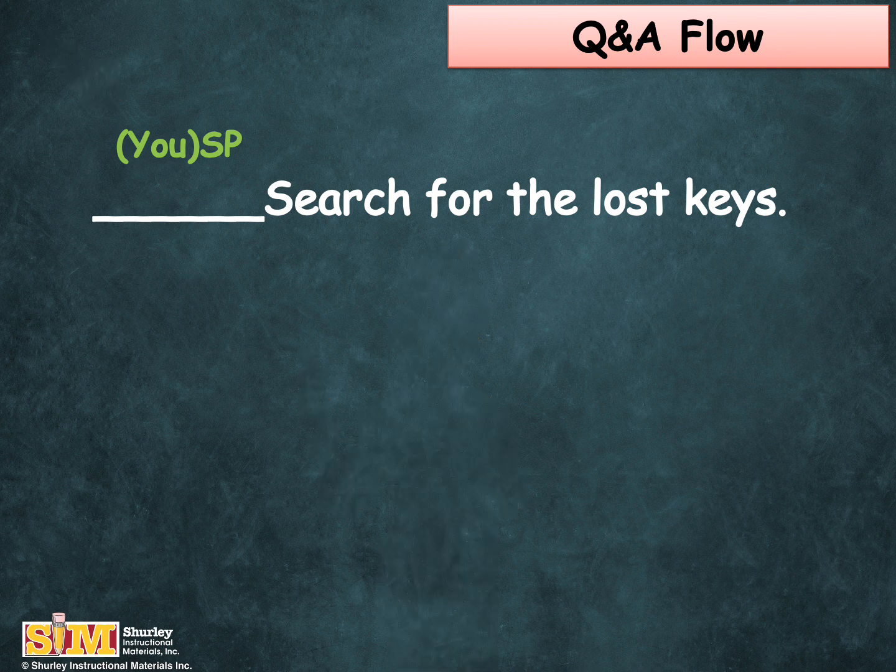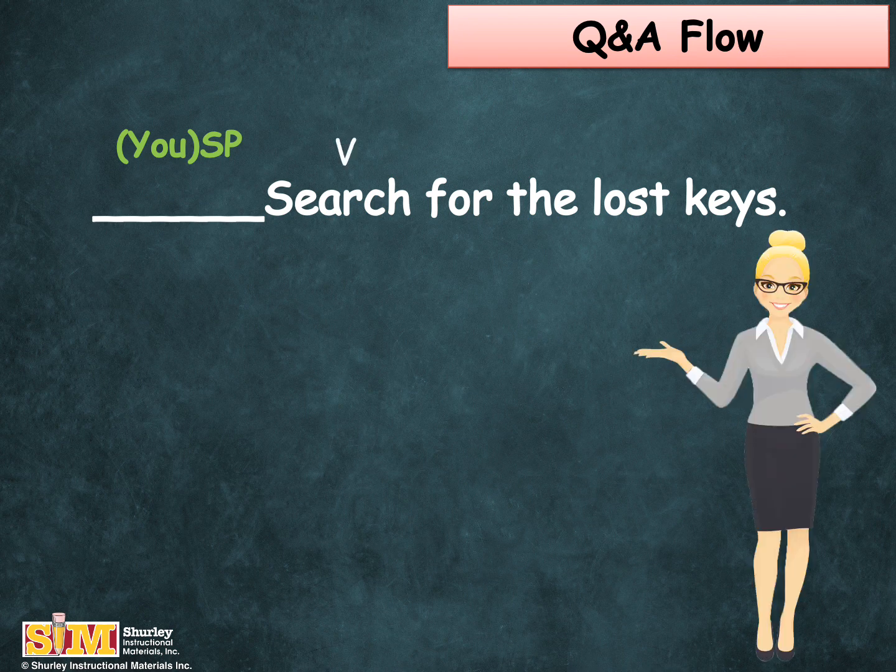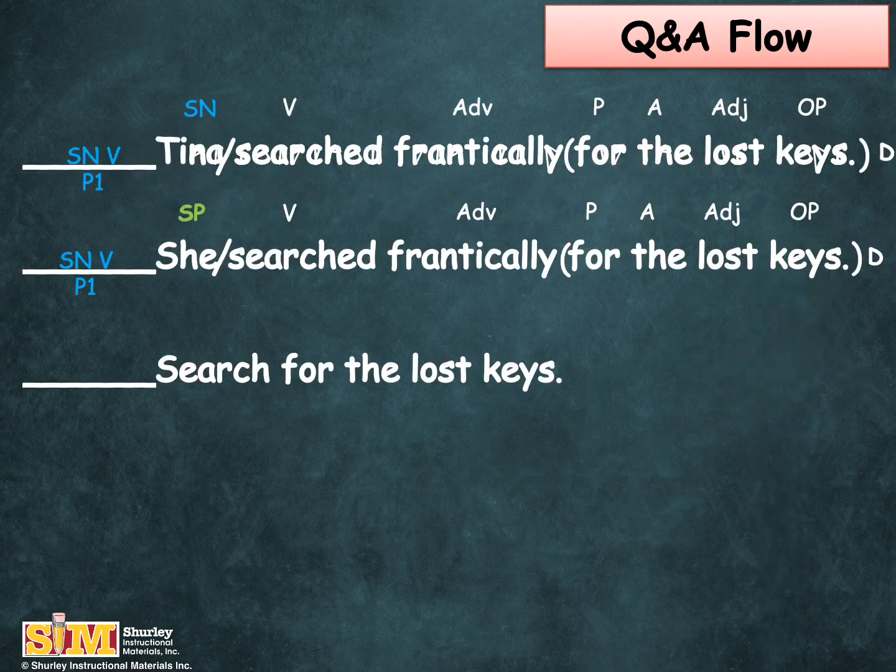After you classify the subject pronoun, continue and ask the verb question. What is being said about you? You search. Verb. Now that you have identified the core of the sentence, continue using the Q&A flow to classify the rest of the sentence.